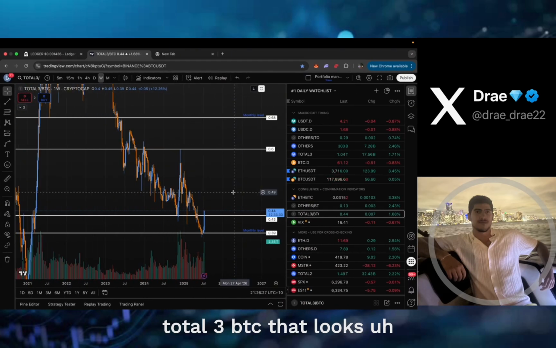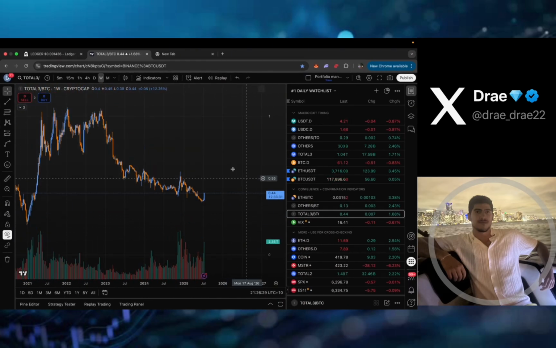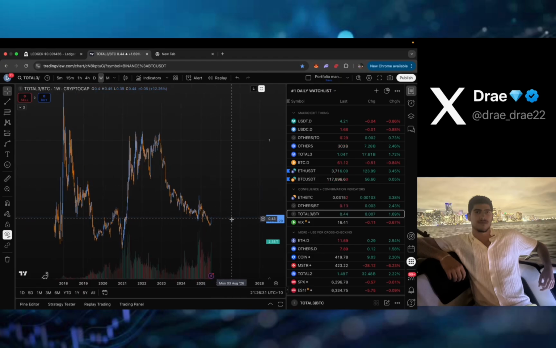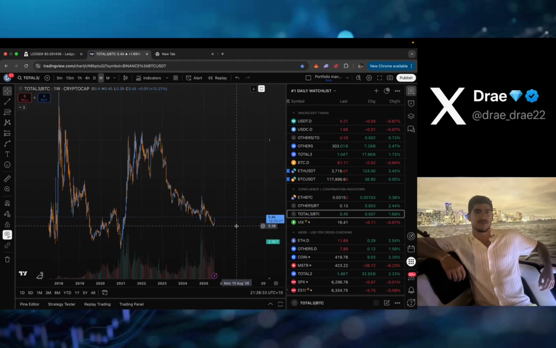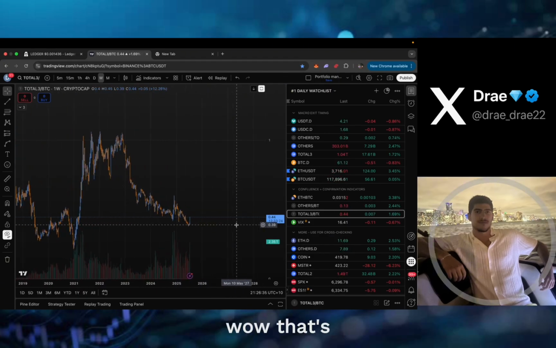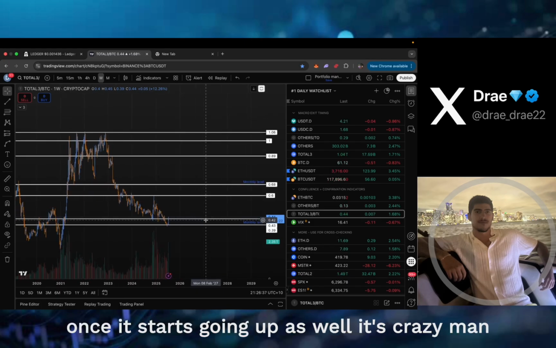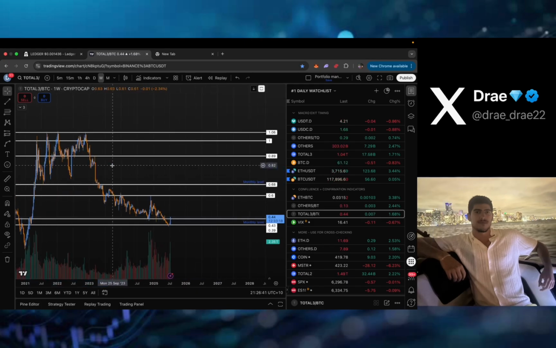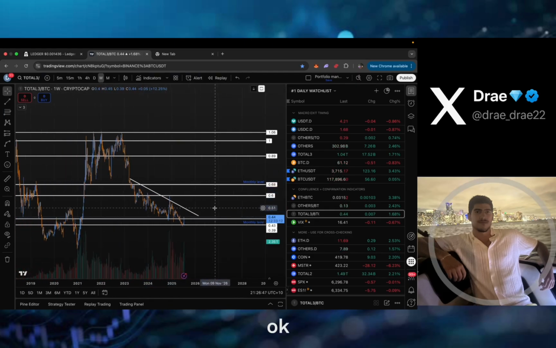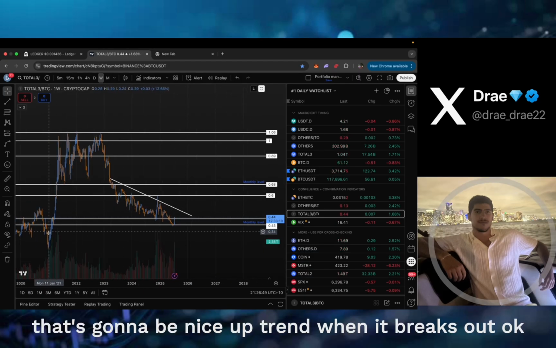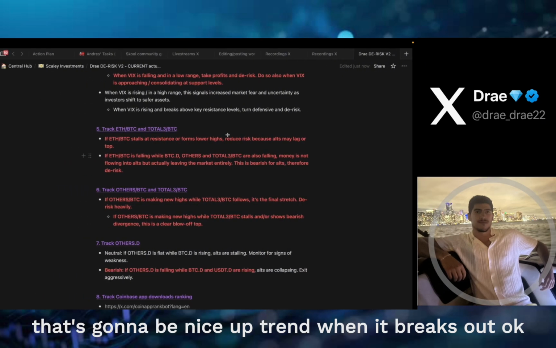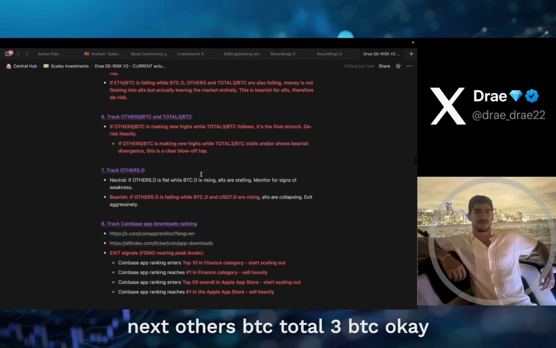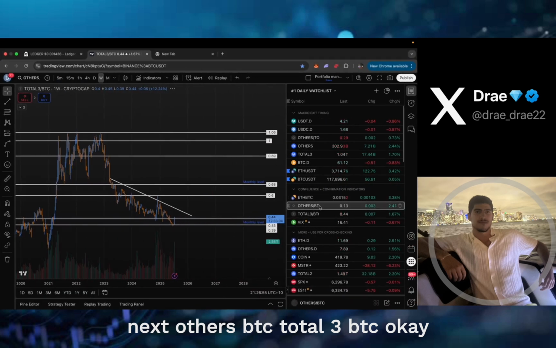So yeah, total 3 BTC. I mean, yeah. Wow. That's going to be parabolic once it starts going up as well. It's crazy, man. Okay, yeah, wow. That's going to be a nice uptrend when it breaks out. Okay. Next, others BTC, total 3 BTC.